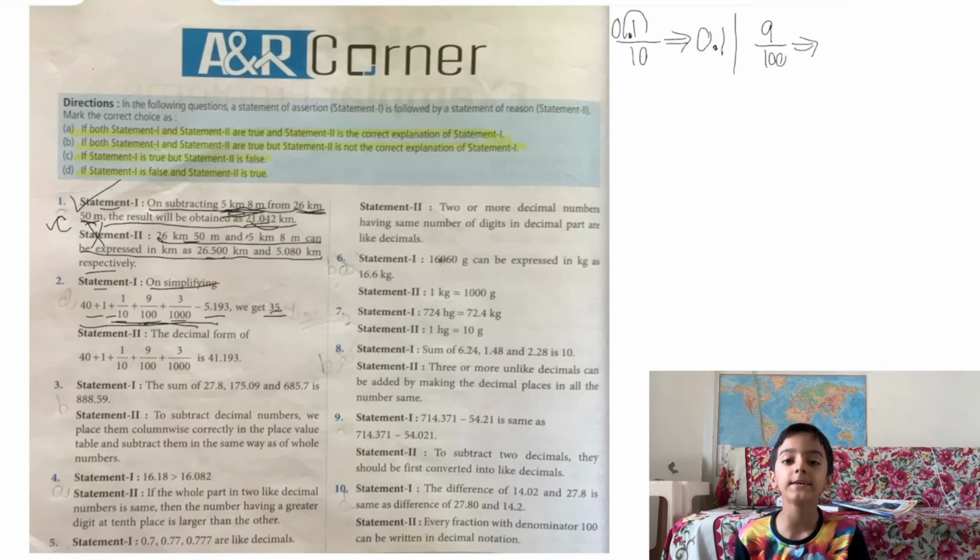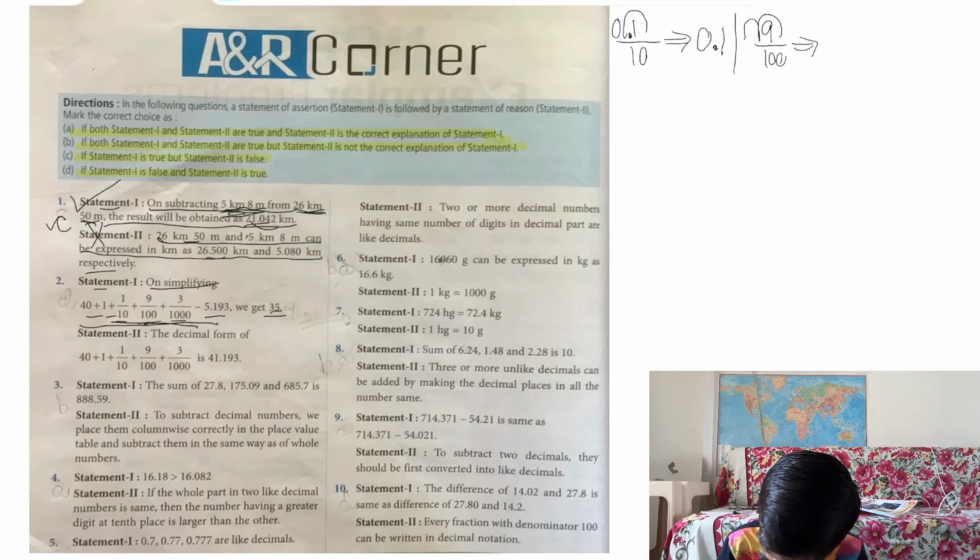In 9 by 100, in the denominator there are 2 zeros. So in the numerator of 9 by 100 we will shift the point 2 places to the left. First, second. Here we'll put 1 zero, here point, and here 0. So 9 by 100 can be written in decimal form as 0.09.